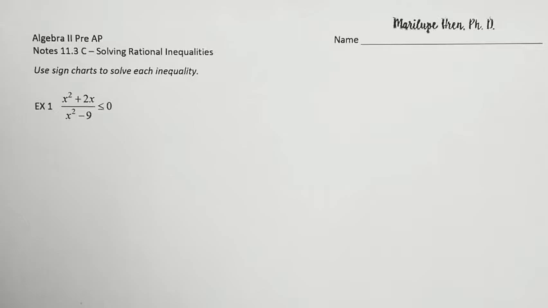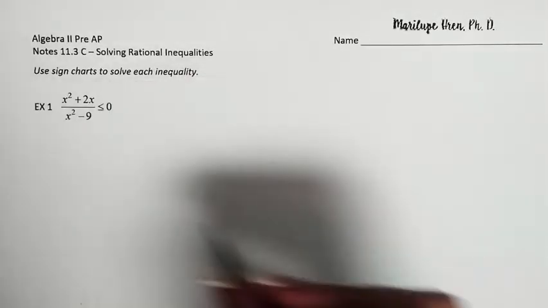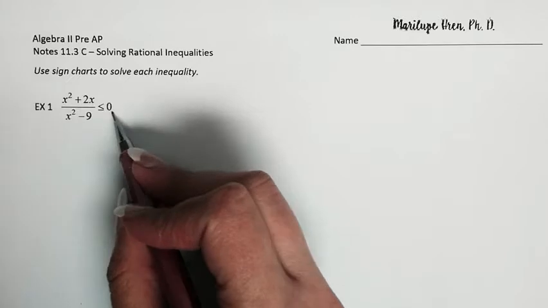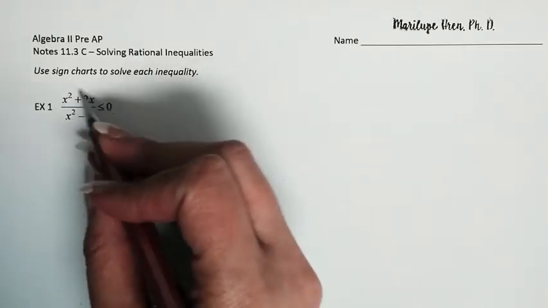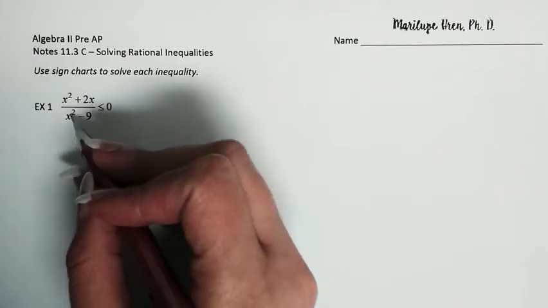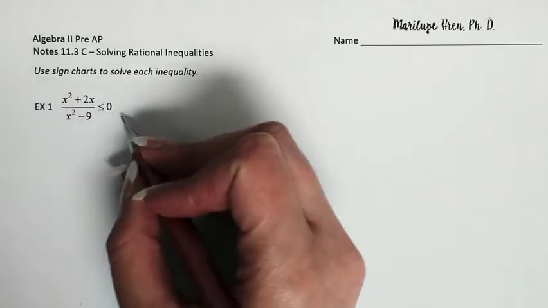Hi guys, today we're going to learn about solving rational inequalities. So the first thing that you need to do, and please note that we're going to be using sign charts to solve this inequality, is make sure that you have the zero on the other side. After that, you need to have a single rational expression, meaning it needs to have a common denominator, and after that, in this case, we need to factor.